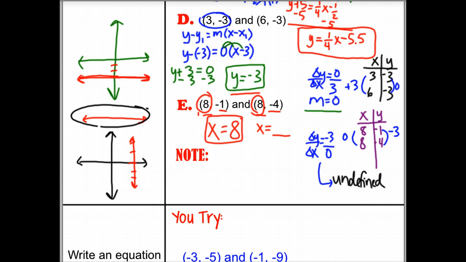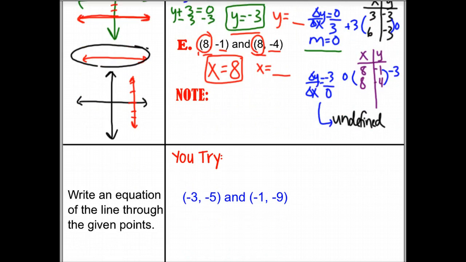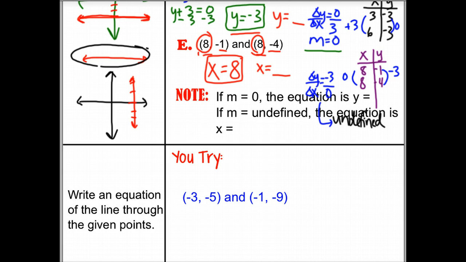Whenever our slope is 0, we're going to have y is equal to some value. In this case, it was -3. And I have one more note for you. If m equals 0, the equation is y equals some value. And if m is undefined, the equation is x equals some value.